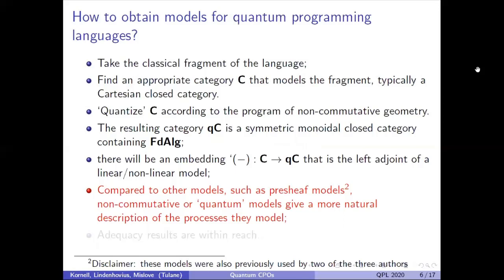And these models we call non-commutative or quantum models. And they are in some sense more natural than other models, such as presheaf models. For instance, in the latter, the monoidal product is the Day convolution, which is really hard to calculate. Whereas in quantum models, the monoidal product is way more simple, and it also has nicer properties. And because of these properties, adequacy results are within reach.